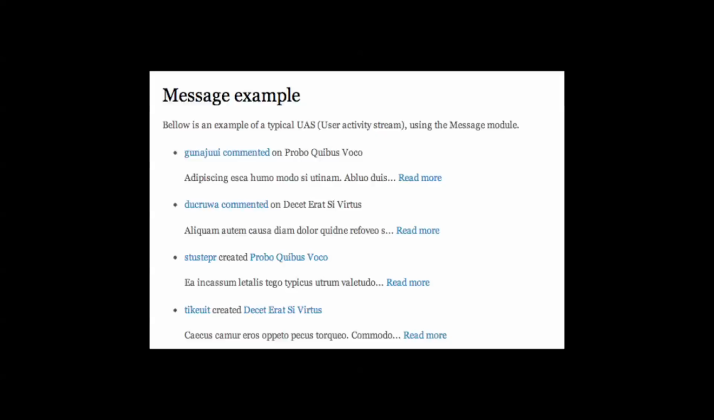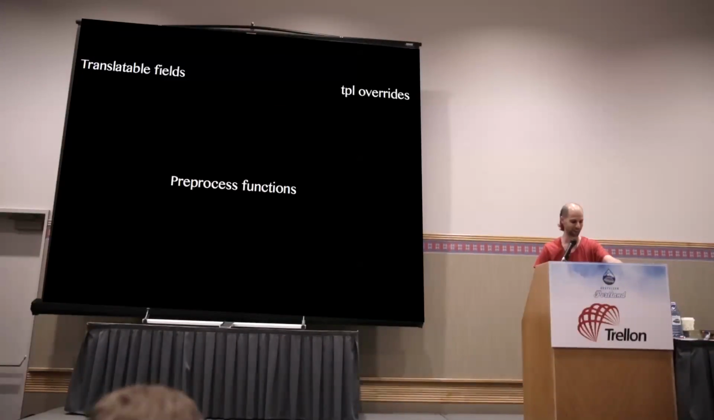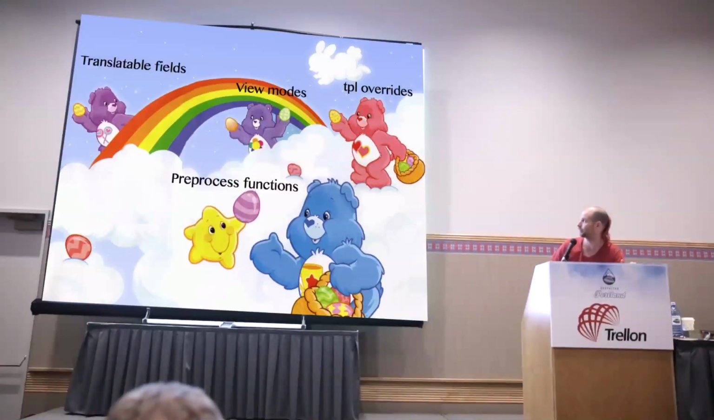If I create many messages like that, then the view that comes with message example shows me all the messages that were created. And it doesn't look very exciting. I know that, it looks a little lame, but I can throw some buzzwords at you, and since you are all geeks, I think you'll get excited: translatable fields, and TPL overrides, and preprocess functions, and view modes. Personally, these words fill me up with so much joy, I've decided to make a nice postcard out of it.